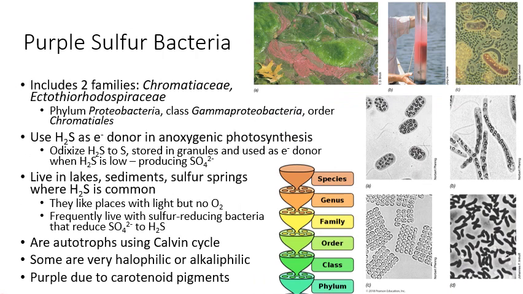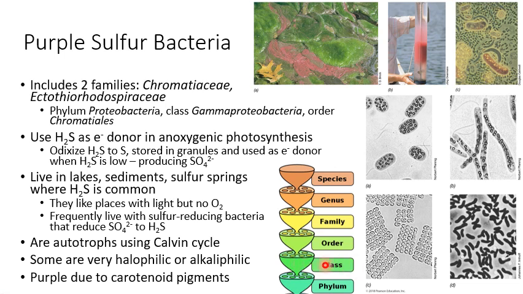Next, we have the purple sulfur bacteria, which is our first group of anoxygenic phototrophs. All of the purple sulfur bacteria are in phylum Proteobacteria. There's two families of the purple sulfur bacteria in that phylum, which are the Chromatiaceae and Ectothiorhodospiraceae. So I have a little summary here of the taxonomic hierarchy, starting with the phylum. Higher than that, you would just have the domain Bacteria. So the phylum for these guys is Proteobacteria.